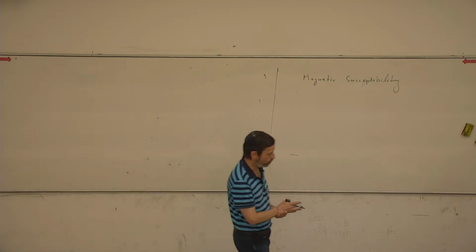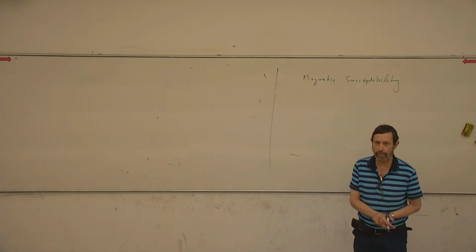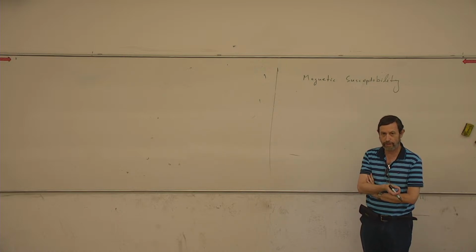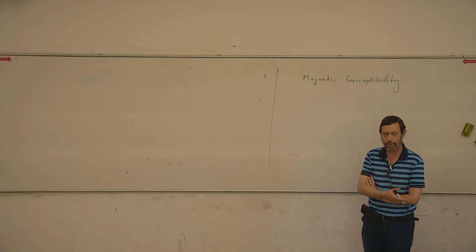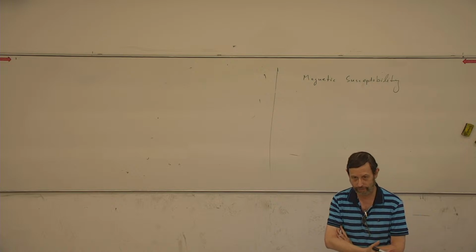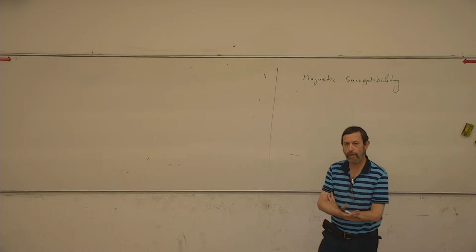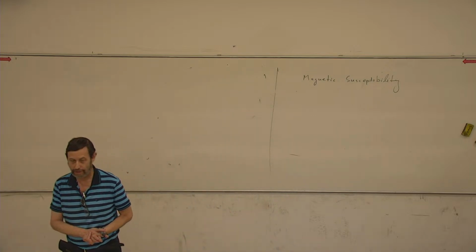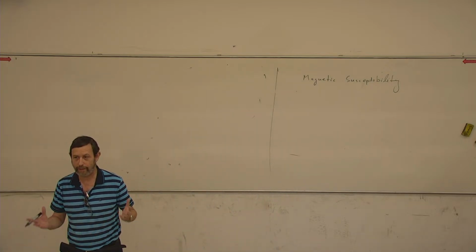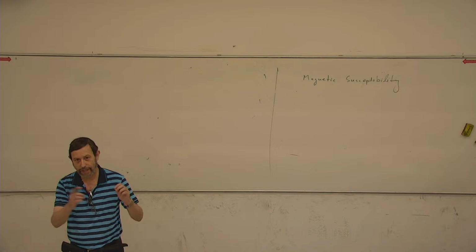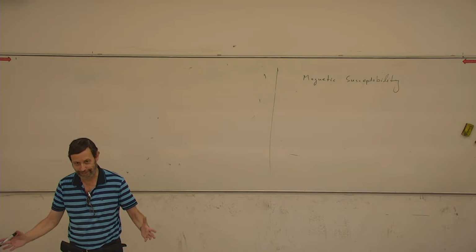Okay, so magnetic susceptibility is: I turn on a small magnetic field and want to see what is the magnetic response of the material. Now, here we are going into something that happens a lot in solid state physics. We're dealing with complicated materials. They have components. We have the ions, we have the electrons.